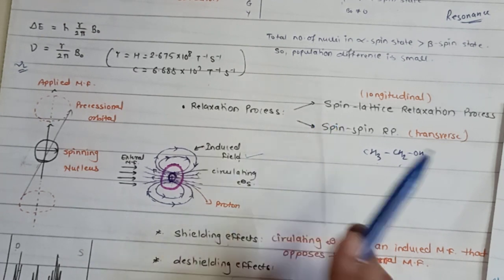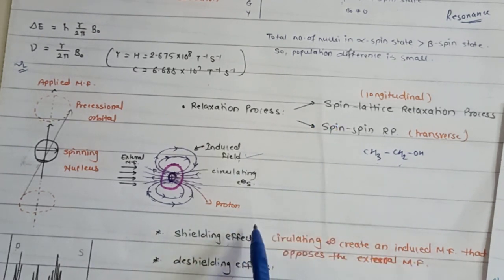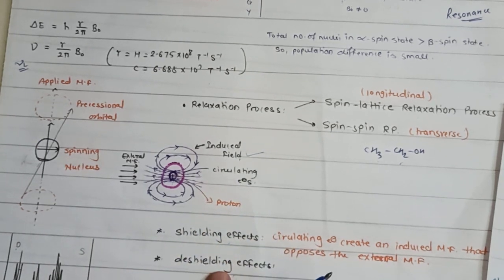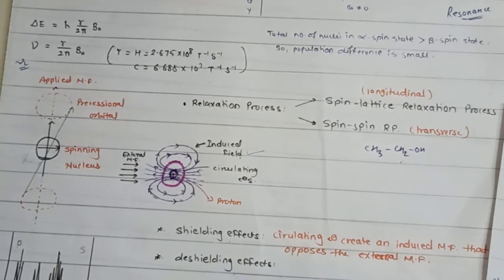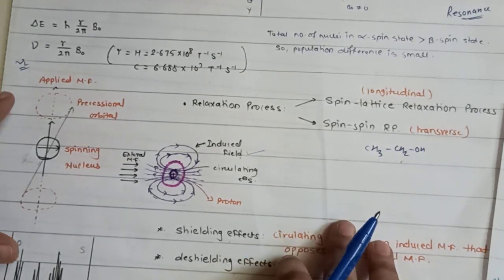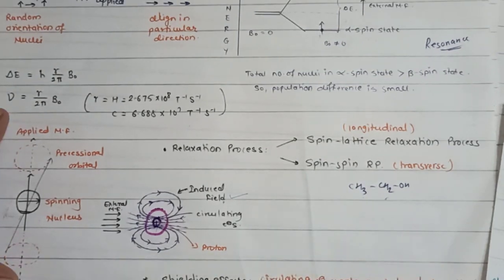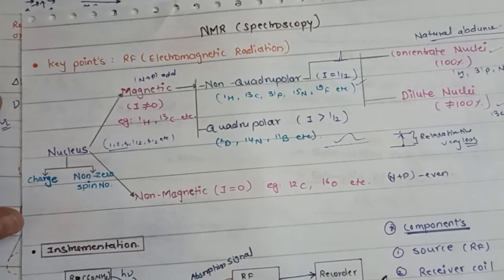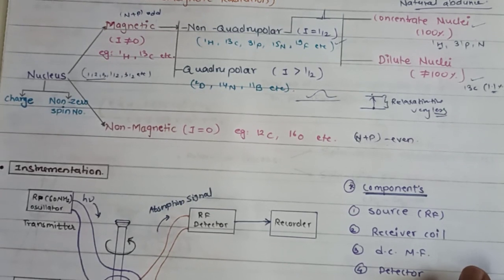Then a proton is called shielded when more electron density is surrounding it. If there is less electron density surrounding it, then that is the de-shielding effect. So these are the parts I covered. I hope you understood, but if you have any doubt regarding this, you should ask me the question. I will definitely resolve all your problems.